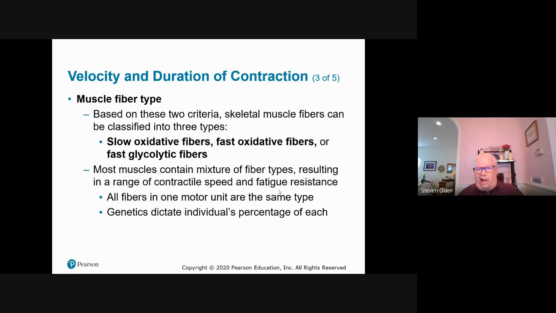You can have slow oxidative fibers and fast oxidative fibers. Both of them use oxygen. Or you can have the third type, which are fast glycolytic fibers. Most muscles are a mixture. All fibers in one motor unit are the same type. And it's all genetics. Genetics determines how many of your fibers are oxidative and how many of your fibers are glycolytic.